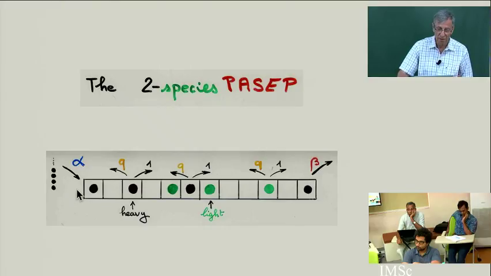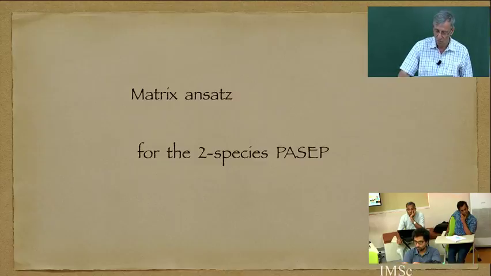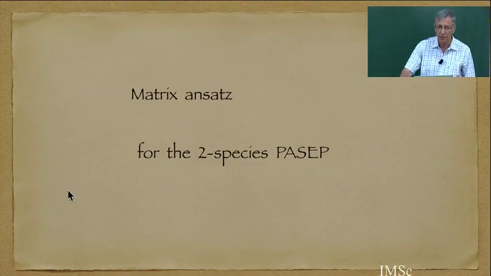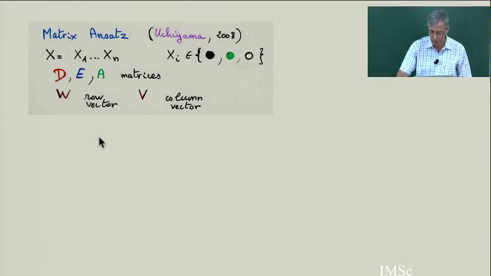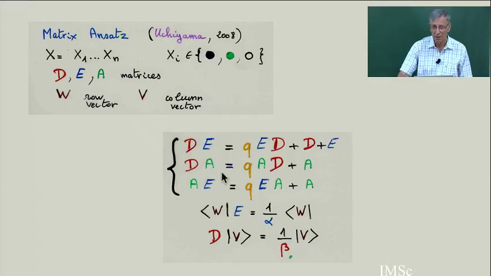And in that case, surprise, there is a very beautiful polynomial above the Askey-Wilson polynomial. You will see at the end of the talk, it's related to some other polynomial, the Koornwinder-Macdonald polynomial. So there is a matrix ansatz related to this two-species PASEP, which is precisely this quadratic algebra I gave before. This was by Uchiyama in 2008.